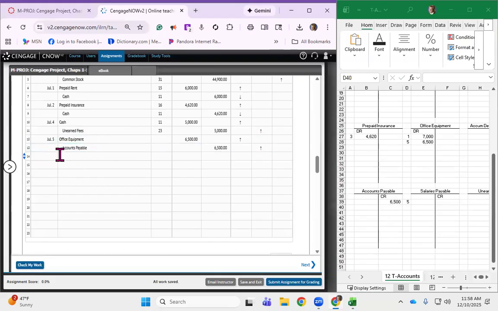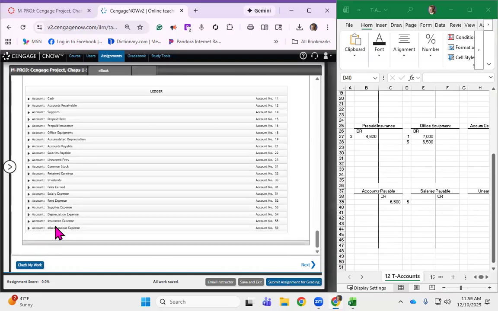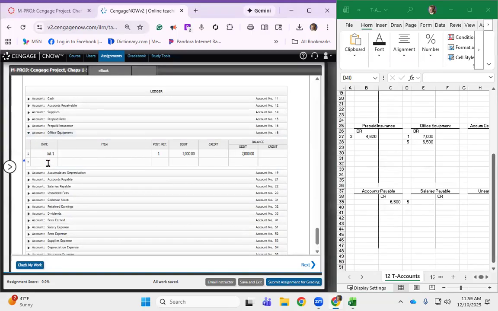Okay, we're ready to post now. So now let's go down to the office equipment ledger. Office equipment is number 18. When we go back, this is the second entry because she brought some with her on the first day. This is July the 5th from post reference page 1, and we're adding 6,500. So now we need to take 7,000 plus 6,500. So now we have 13,500 in office equipment.